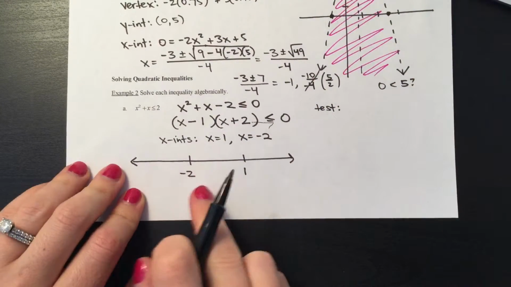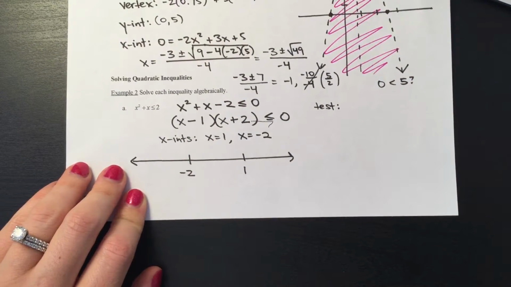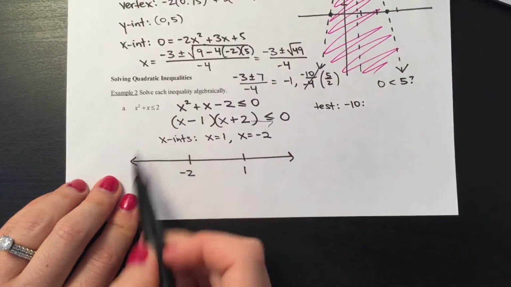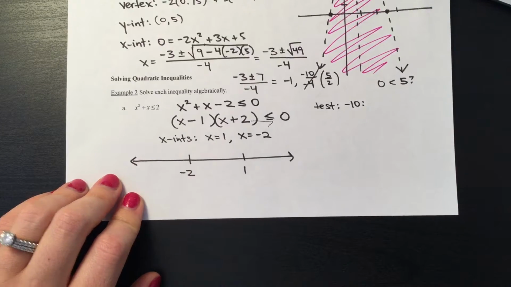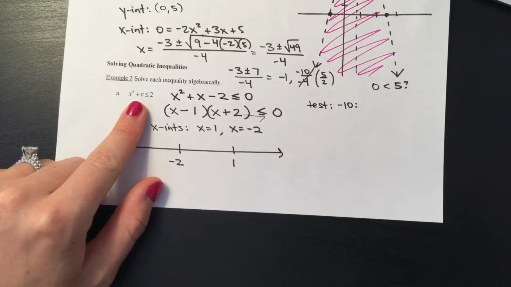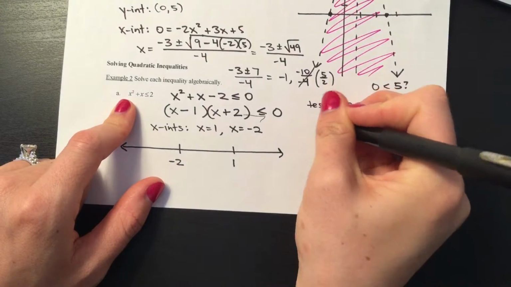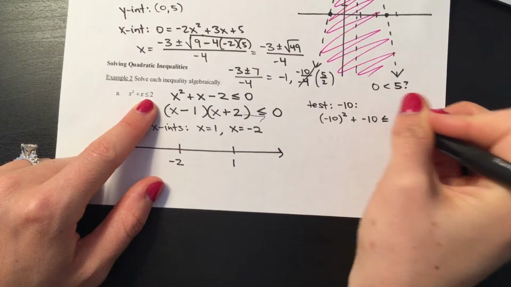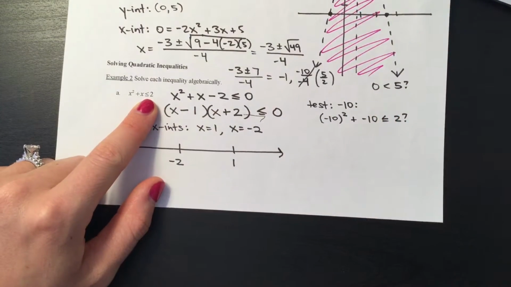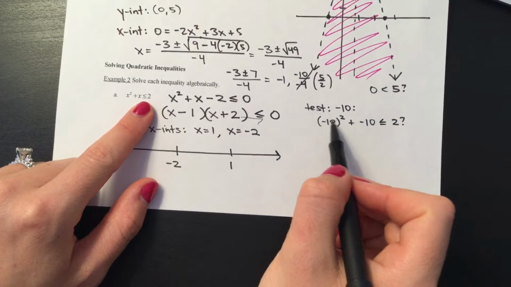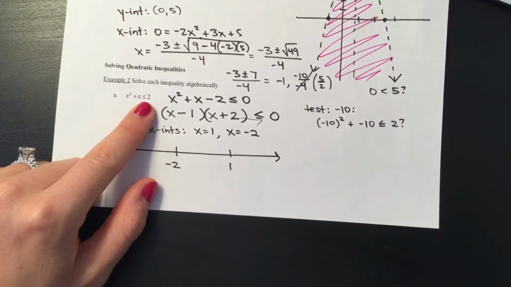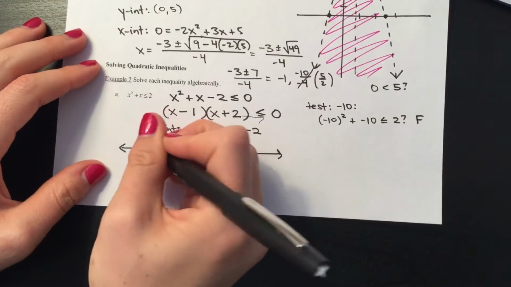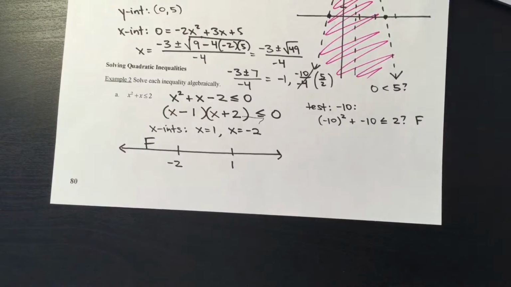So here, we want something that's less than negative 2, and you can pick literally anything you want. So let's say like negative 10. Negative 10 is something that would fall in that region. So what we're doing is testing negative 10 in here just to see if it's true or false. So I'm going to plug in negative 10. Negative 10 squared plus negative 10, we want to know if that is less than or equal to 2. Okay, so true or false. So 100 minus 10. Is that less than 2? No, it is definitely not. So this is false. If I plug something in here, my inequality ended up being false.